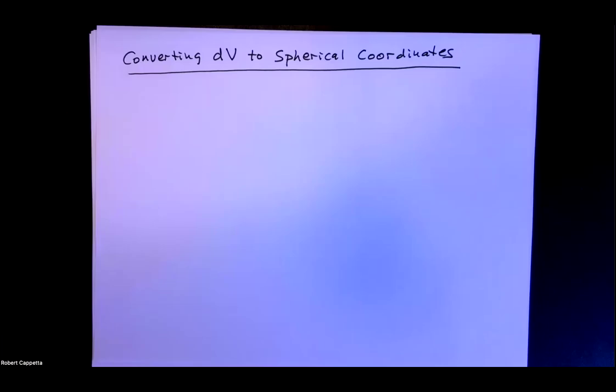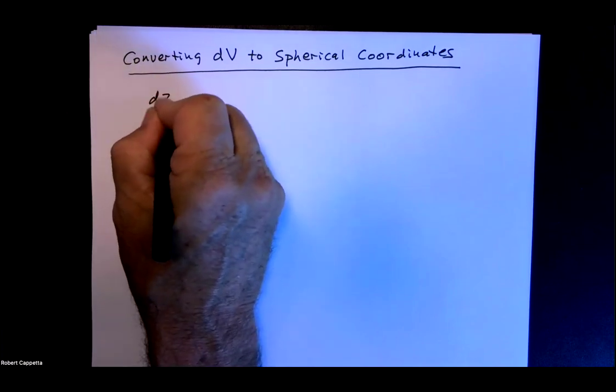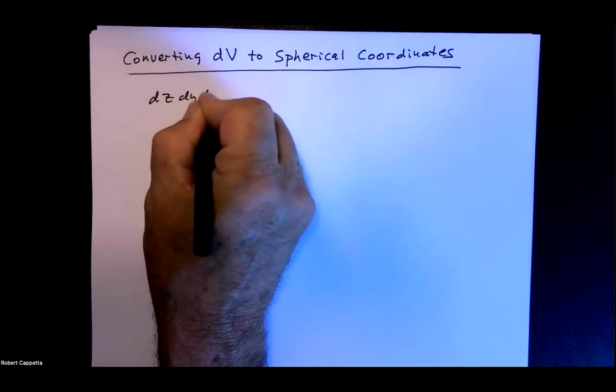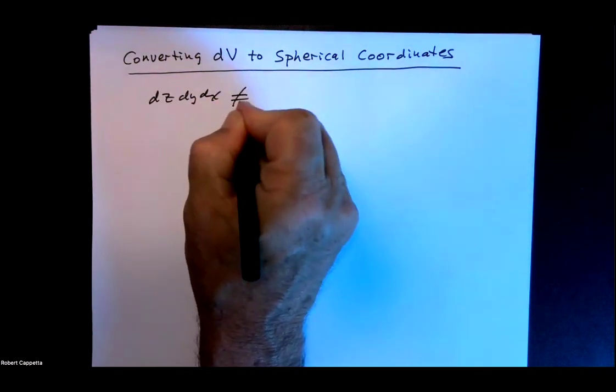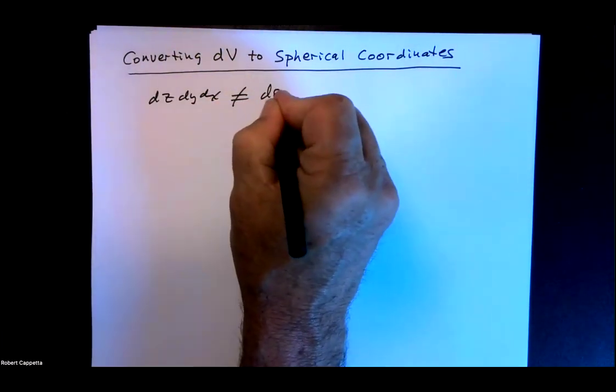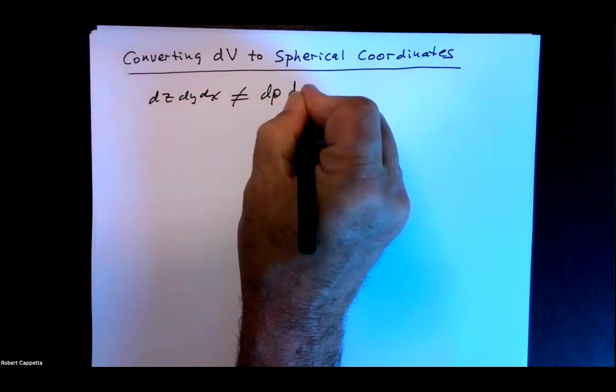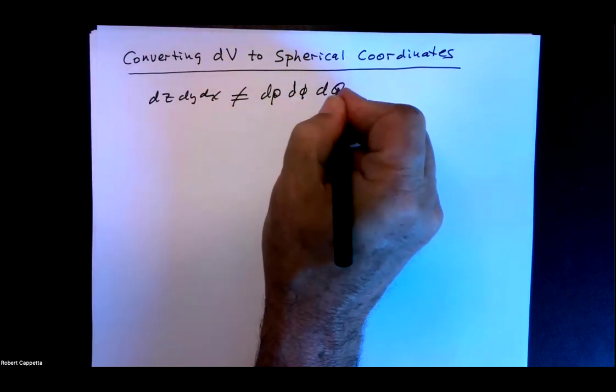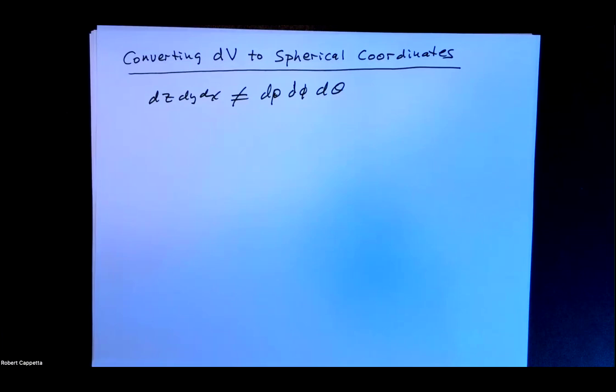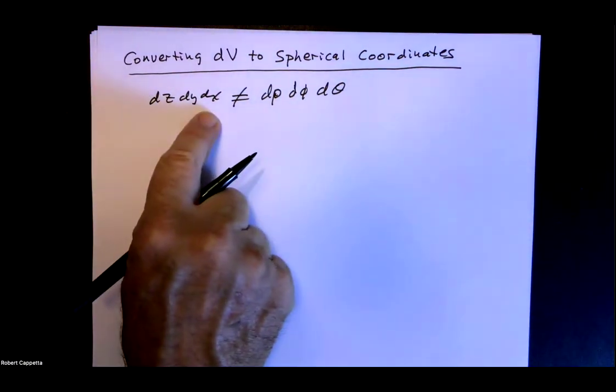So this lesson is on converting dV to spherical coordinates. And I just want to say that dz dy dx is not as simple as saying d rho, d phi, d theta. They're not the same. You cannot just substitute. We need to think about the geometry that's involved.